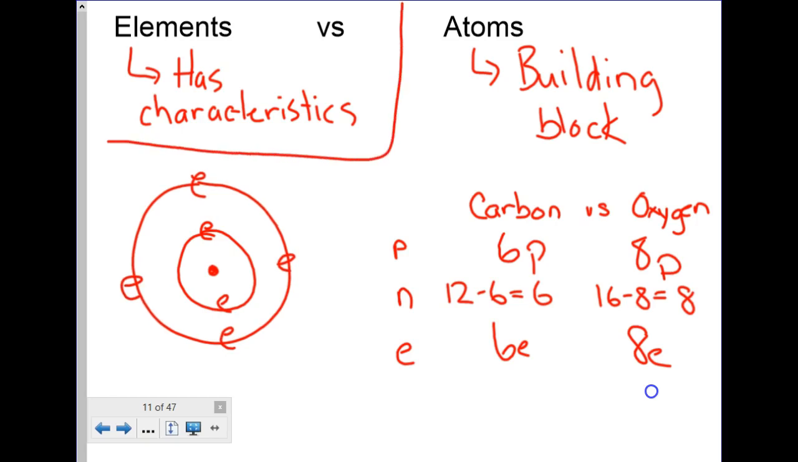So when we talk about an atom, we're thinking, what does it look like? What is it made up of? The stuff that makes up an atom directly impacts its characteristics. Oxygen is a gas at room temperature. Carbon is not. Oxygen is very highly reactive, extremely flammable. Carbon is not. In fact, if you put carbon under enough pressure for a really, really long time, you get a sparkly object known as a diamond.